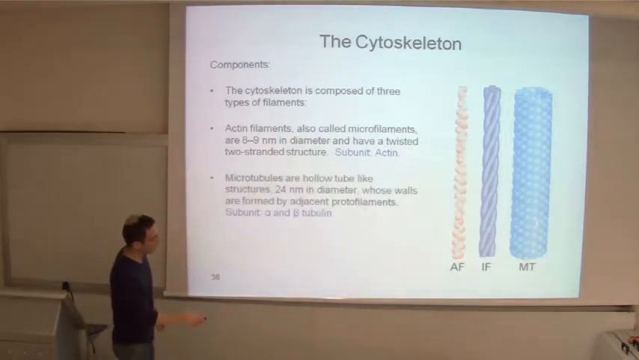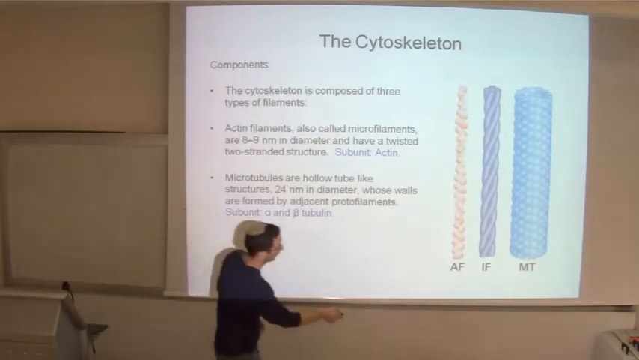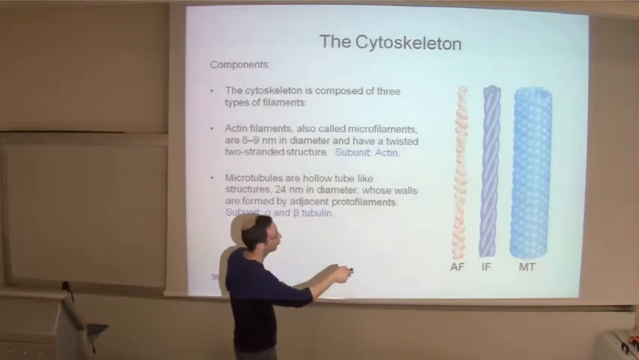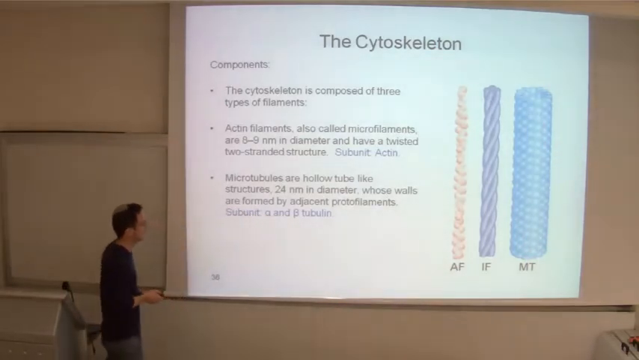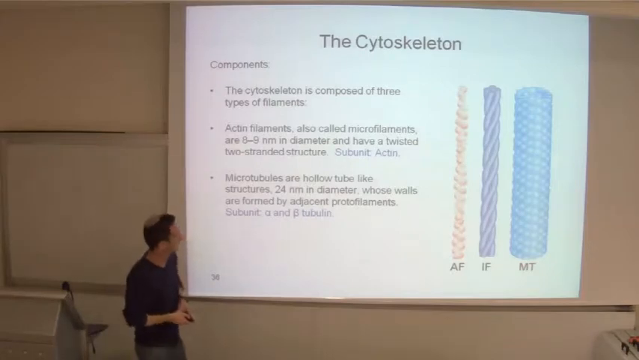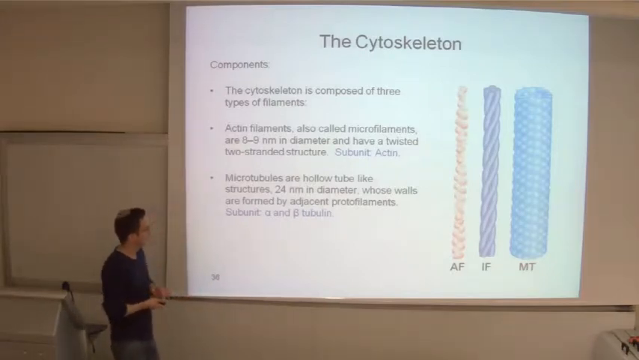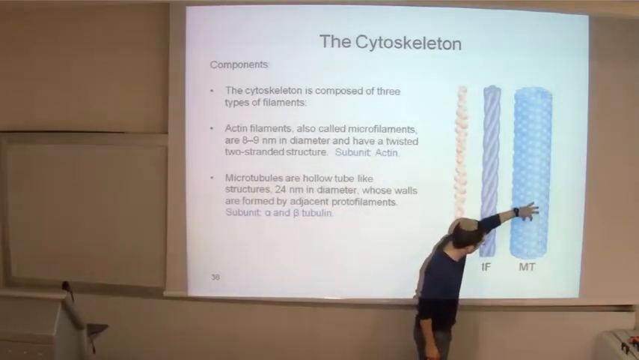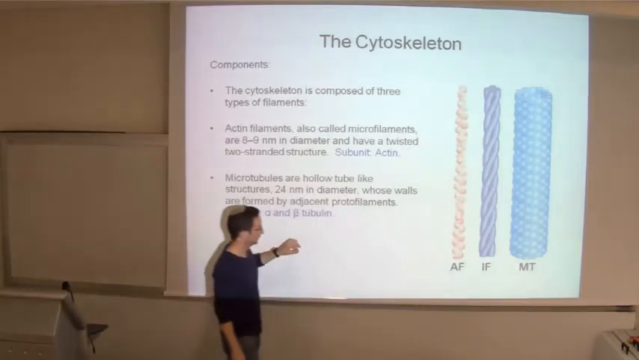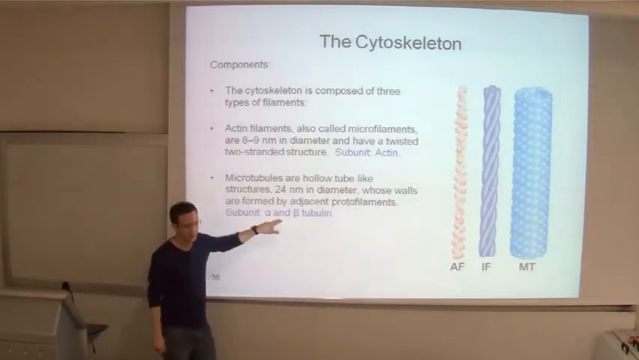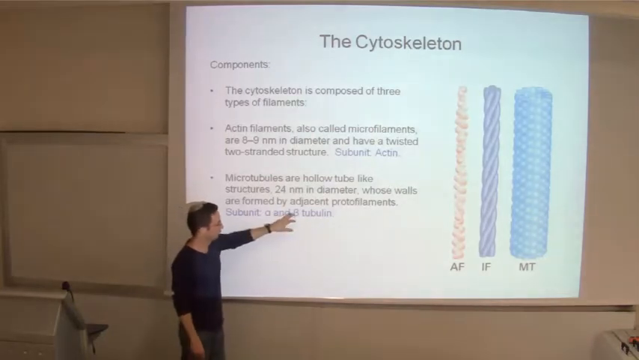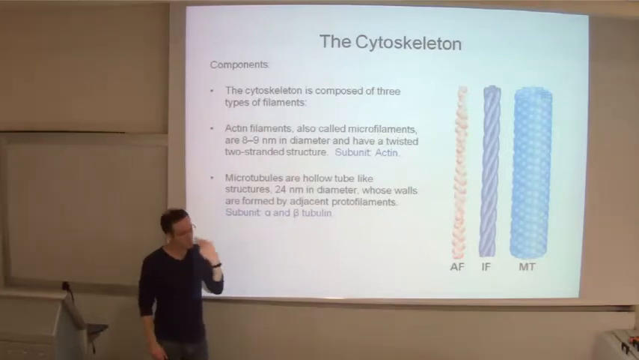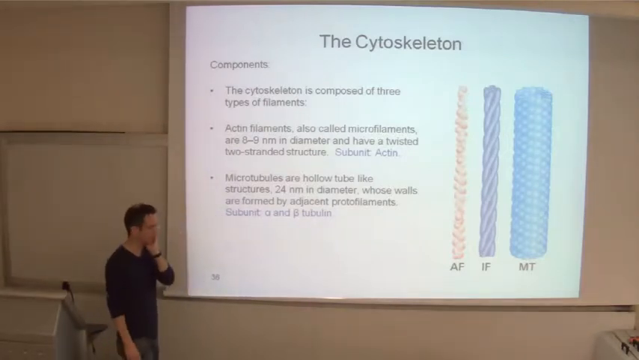Okay, and the thickest one, I can say thick, thickest one are microtubules, which are hollow tubes. They are about 24 nanometers in diameter. Their walls are formed from adjacent protofilaments, so each of these is called protofilament, and the subunits, or the building blocks, are two different kinds, or two different isoforms of a protein, the alpha tubulin and the beta tubulin. These two similar but distinct proteins compose the microtubules.